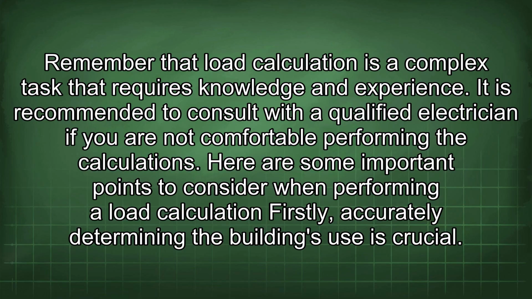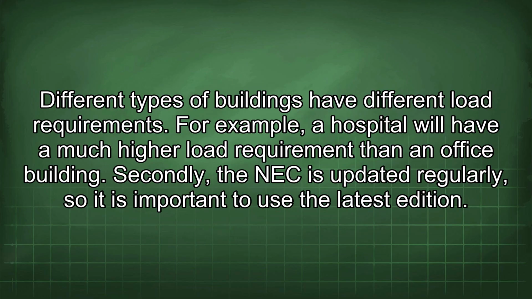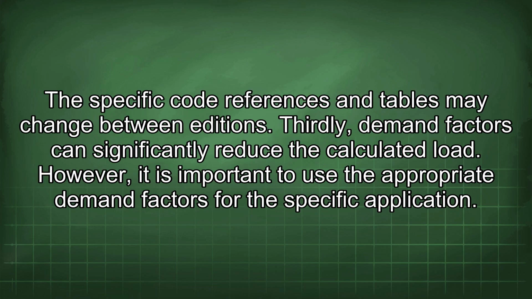Firstly, accurately determining the building's use is crucial. Different types of buildings have different load requirements. For example, a hospital will have a much higher load requirement than an office building. Secondly, the NEC is updated regularly, so it is important to use the latest edition. The specific code references and tables may change between editions.